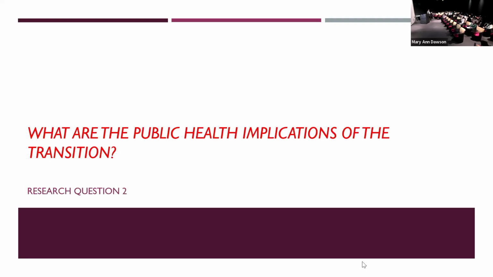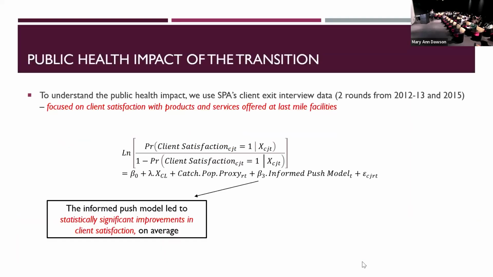Okay, so second research question, I'm going to focus on the demand side. We are going to take the benefits in terms of reduction in stockouts, and use that to estimate how this is going to benefit customers who want access to these contraceptives. To understand the public health impact, SPA has another survey called client exit interviews. As people exit the facilities, they ask them, how satisfied are you with the products that are available? How satisfied are you with the healthcare providers and so on? We leverage that information, and we have information for 2 rounds, 2012-13 and 2015.